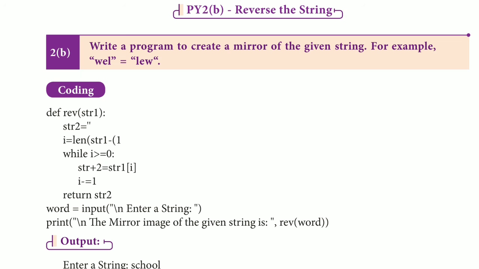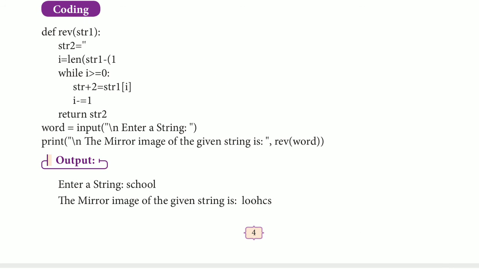Now word is equal to input from the user, it is a string. Now the function is called in the print statement at the end. Print the mirror image of the given string is rev(word). Now this function is called here, and the return statement will be printed in that position. So here you can see, enter your string: school. So the mirror image of the given string is totally reversed. So thank you students.